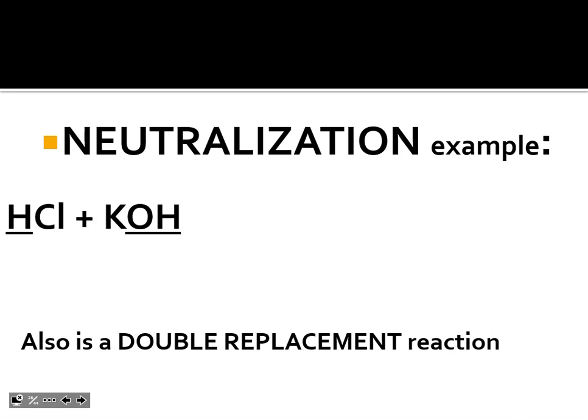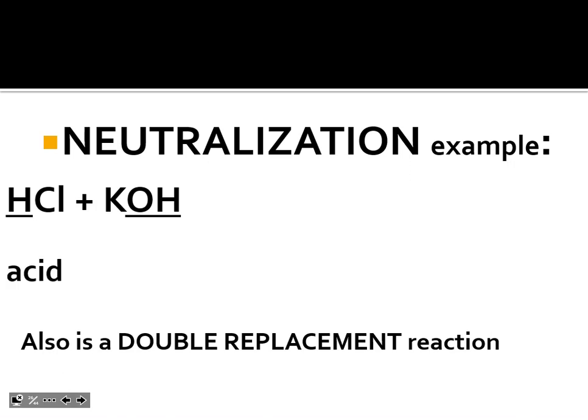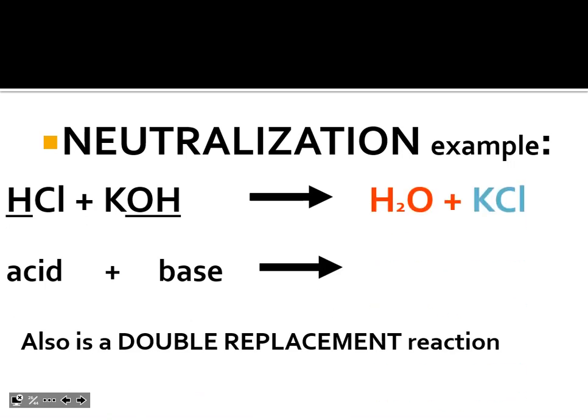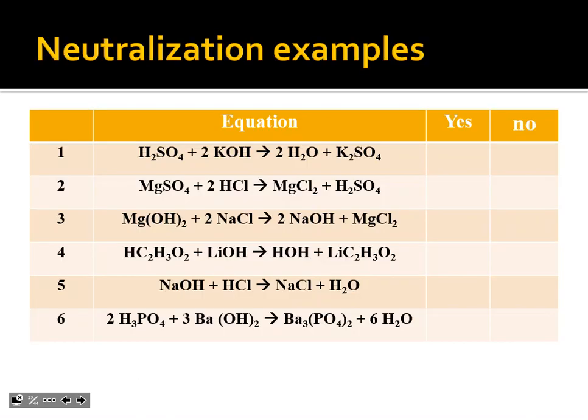Let's look at the example. Hydrochloric acid plus potassium hydroxide. All right, here we go. We get water and potassium chloride. That's the water and the salt. So look for the H, look for the OH, look for the water as a product, and you'll be able to tell the neutralization. Label that separately than just a regular double replacement. Okay, let's do some examples. Number 1, is this neutralization?